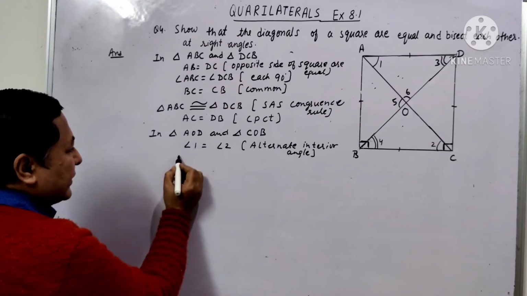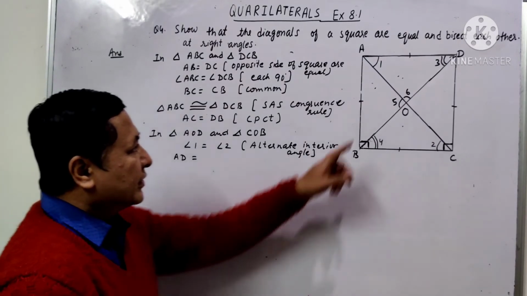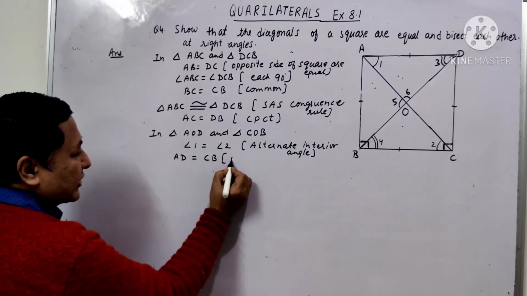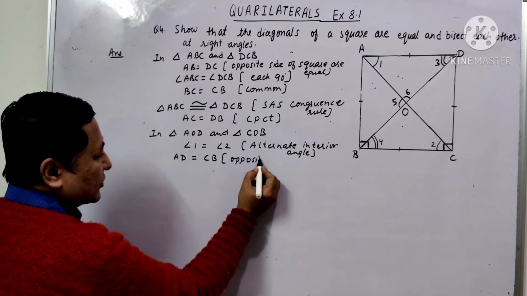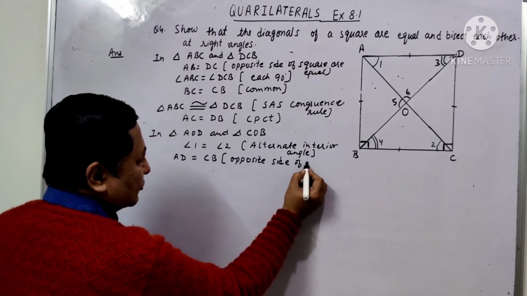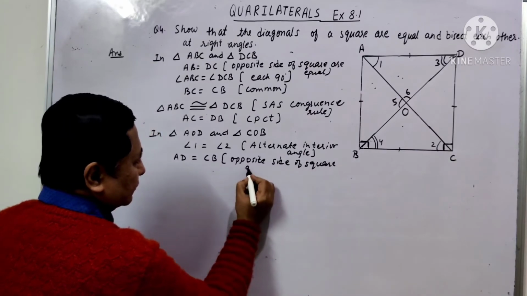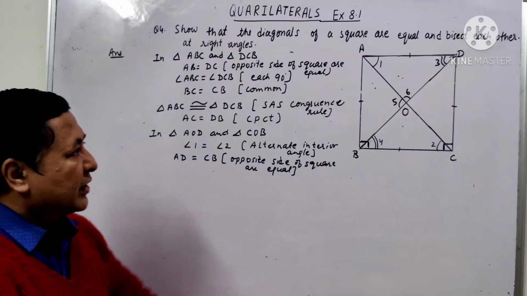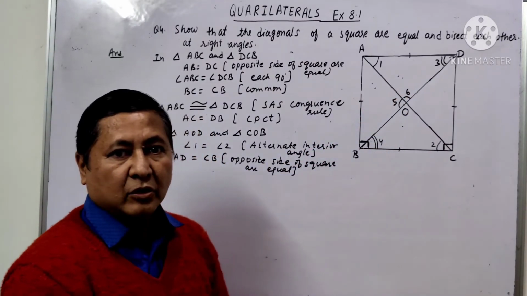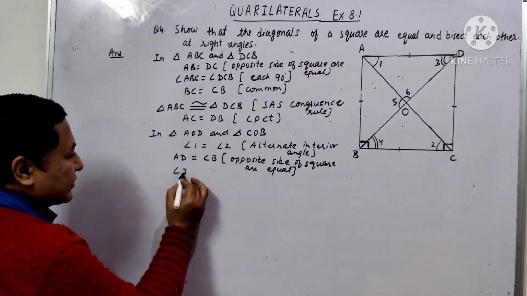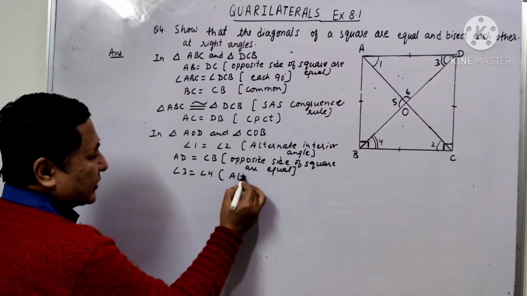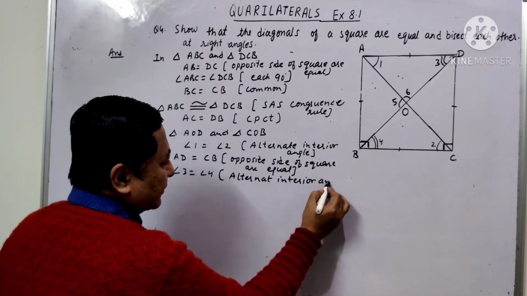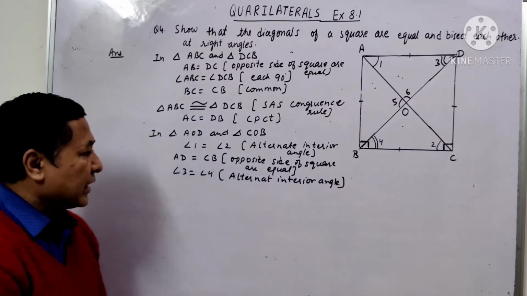And this AD and this CB are both equal, as we know that opposite sides of a square are equal. And the third thing that we'll be using is angle 3 and angle 4. Again they are alternate interior angles. So angle 3 is equal to angle 4, alternate interior angles. So these two triangles are congruent.